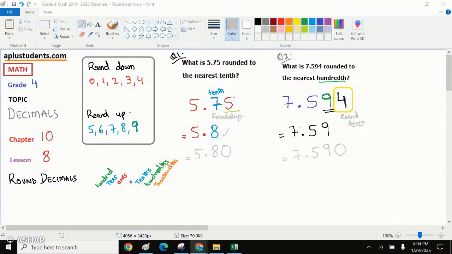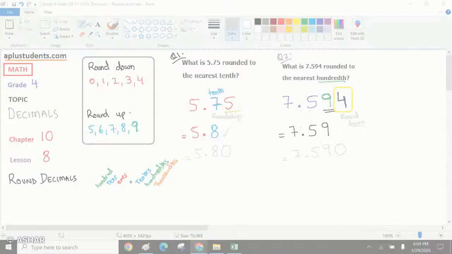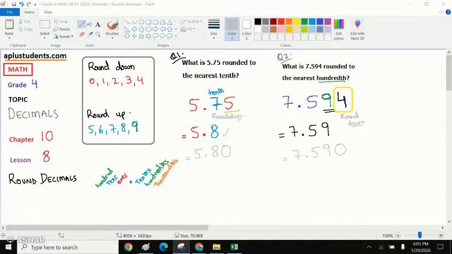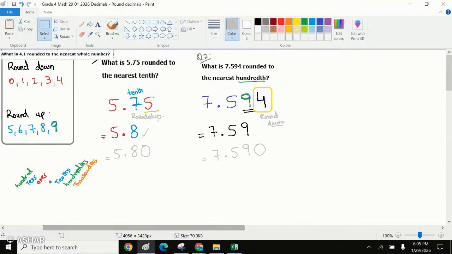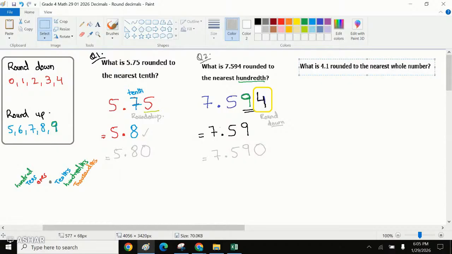Moving on ahead to the next question. What is 4.1 rounded to the nearest whole number? When we are rounding off to the nearest whole number, that means it should become either 4 or 5. So we look at the decimal place.